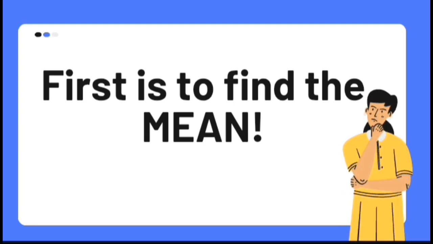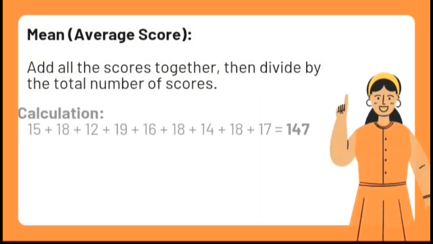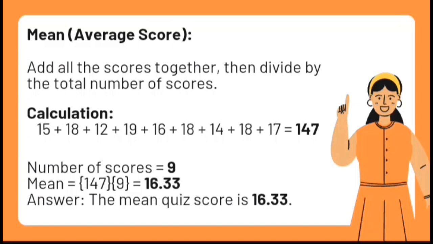First is to find the mean. Mean, the average score. Add all the scores together, then divide by the total number of scores. Calculation: 15 plus 18 plus 12 plus 19 plus 16 plus 18 plus 14 plus 18 plus 17 is equal to 147. The number of scores is 9. The mean is 147 divided by 9, and we have the mean of 16.33.